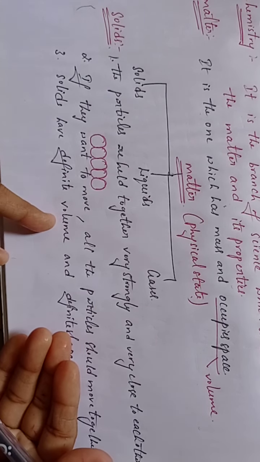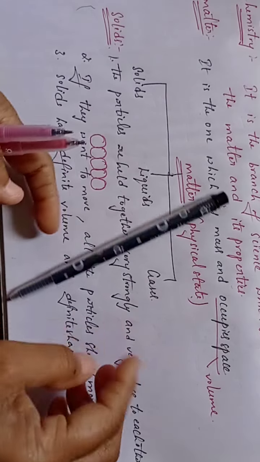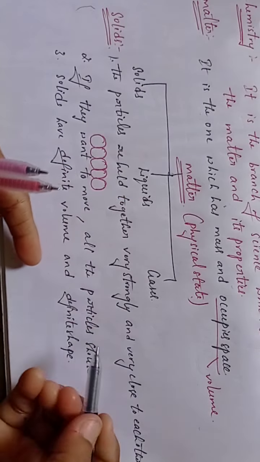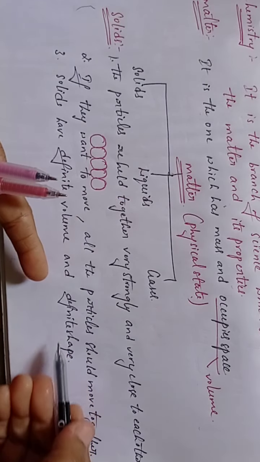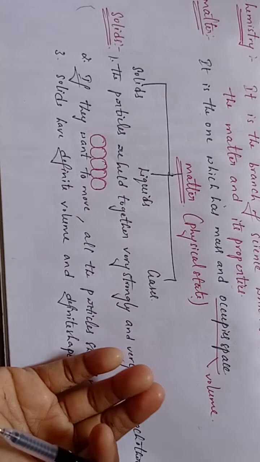They have the definite volume. That means if it occupies some space, correct or not, we can say it has a definite volume. And next, it has the definite shape. Yes, it has the definite shape, correct. Solids have the definite shape, students, okay?